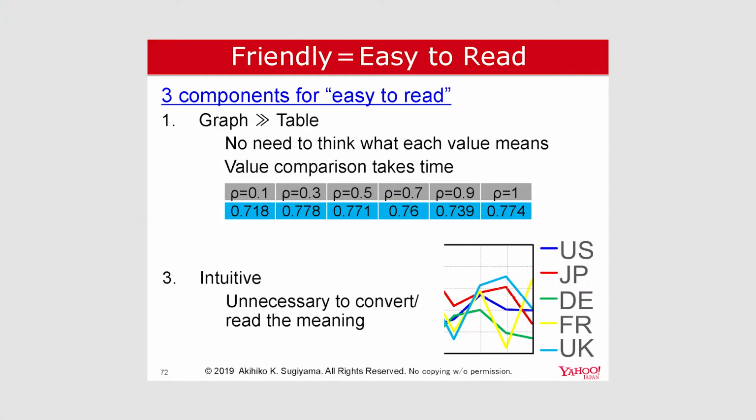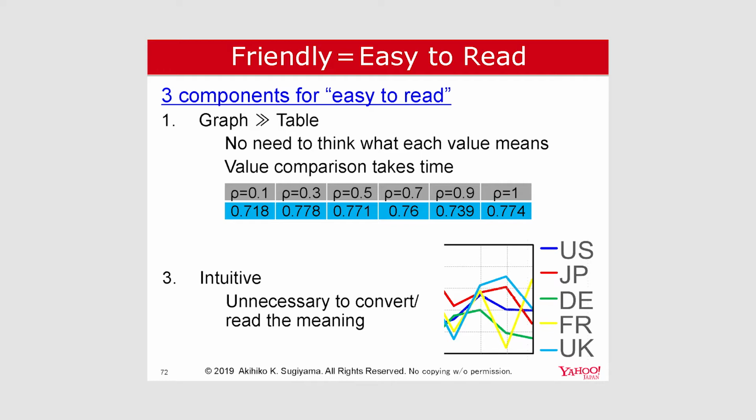The figures are friendly. That means easy to read. So there are three components for easy to read. The first one, graph is much easier to read than a table. It is not necessary to think which value, I made a mistake here, which value means what. You don't have to think about it if you had a figure instead of a table. And then value comparison actually takes time in the table, but it's straightforward. It's clearer in the figure.